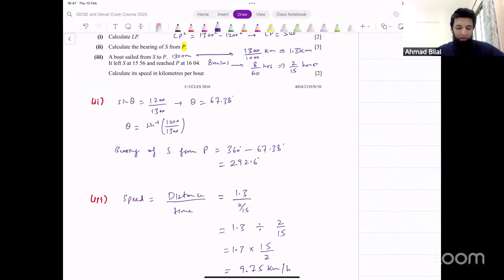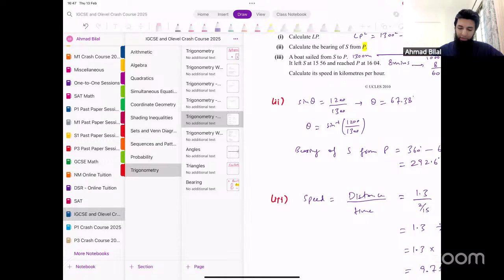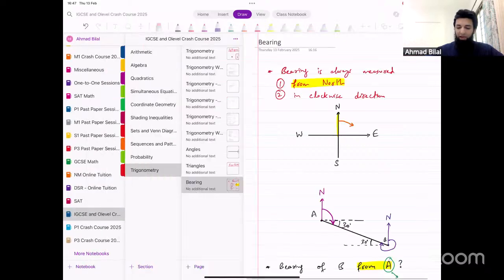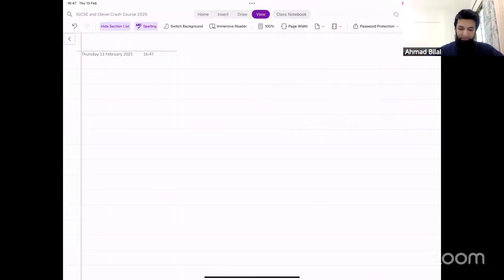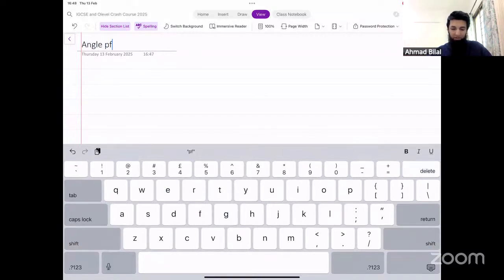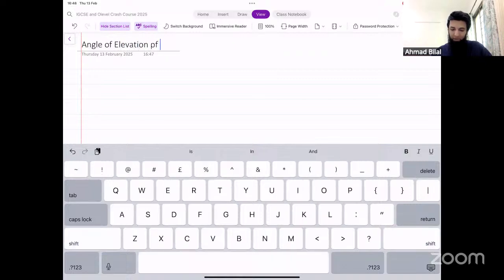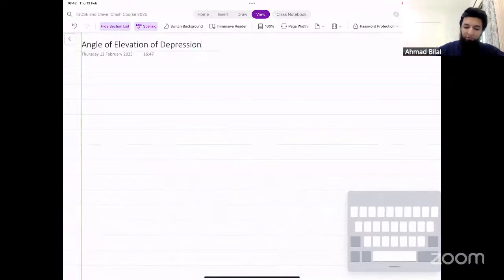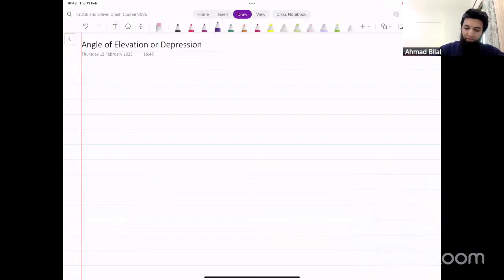Okay, all right. Now let's go back here and discuss the next thing that we want to do: angle of elevation and angle of depression. 3D trigonometry problems are sometimes a bit more difficult, and in most of these problems you get asked about the angle of elevation or angle of depression. Now, what does this mean?